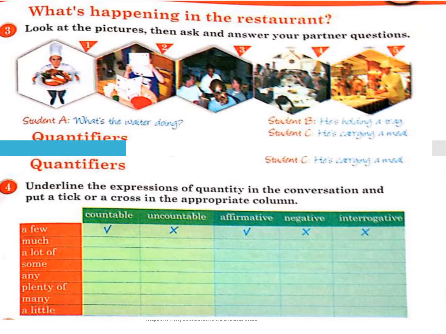For example, a few, we use a few with countable. We use it only with countable. We don't use a few with uncountable, and we use it with affirmative. We don't use it with negative, and we don't use it with interrogative as well.